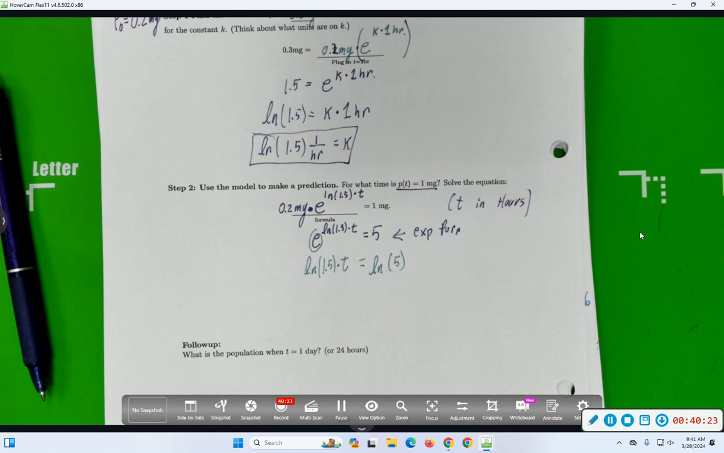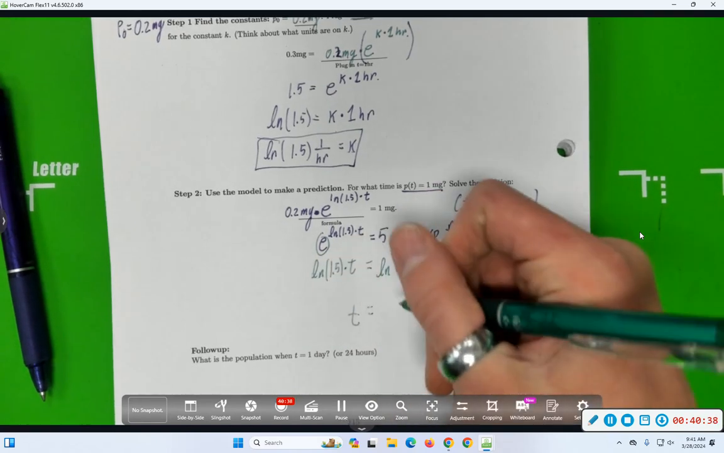All right, so are we basically done? What's left? Yeah, divide the ln by 1.5 for the other side. Nice.